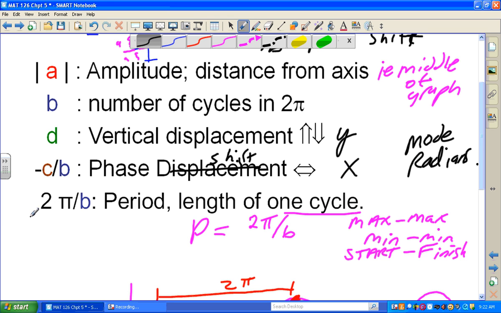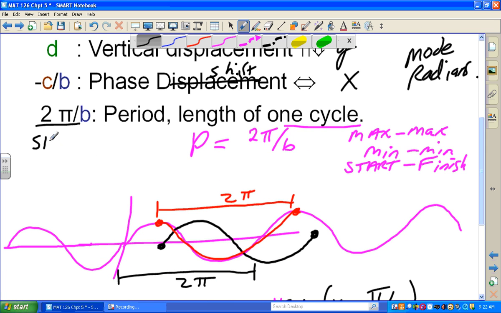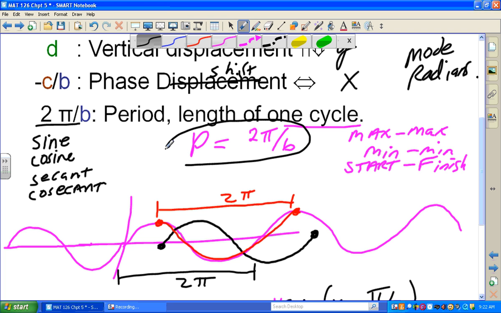So, 2 pi is the length of cycles that are sine, cosine, secant, and cosecant. Okay? It's automatically 2 pi, this equation right here. The length of one cycle is 2 pi over b. Jot that down. That's going to cause you pain and suffering 2 sections from now. At least you can make a note. That the length of one cycle of sine, cosine, secant, and cosecant are all 2 pi in length. The standard, plain, normal variety curves.